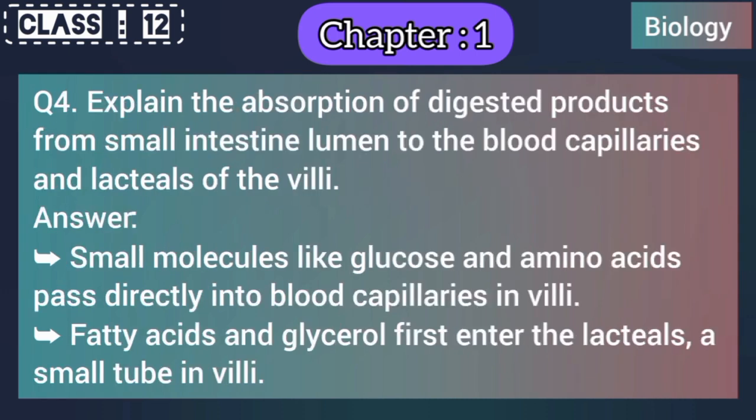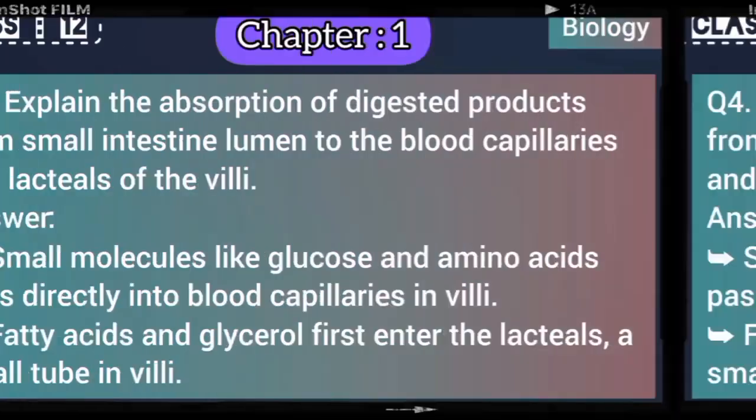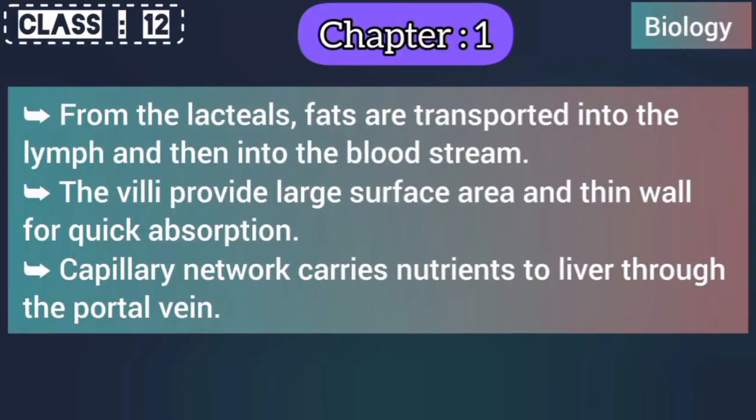Q4. Explain the absorption of digested products from small intestine lumen to the blood capillaries and lacteals of the villi. Answer. Small molecules like glucose and amino acids pass directly into blood capillaries in villi. Fatty acids and glycerol first enter the lacteals, a small tube in villi. From the lacteals, fats are transported into the lymph and then into the bloodstream.